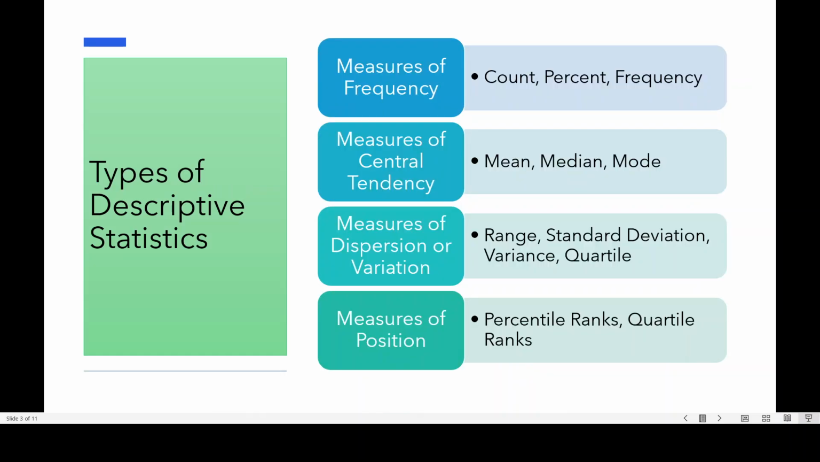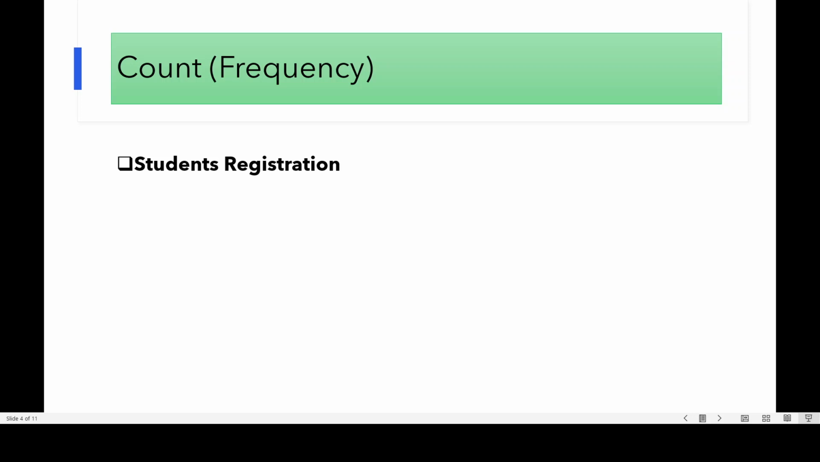There are different types of descriptive statistics: measure of frequencies, measure of central tendency, measure of dispersion, measure of variation, measure of position. In this lecture, we will discuss the first one, measure of frequency. Measure of frequency primarily refers to the count of how many times a specific value appears in a data set. It is also called frequency distribution.